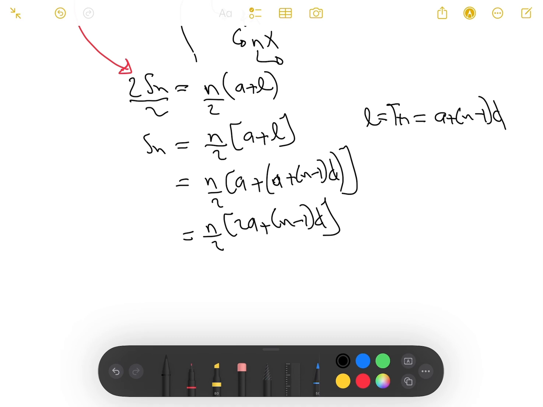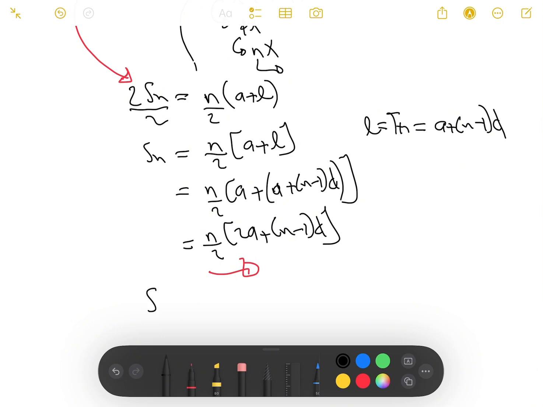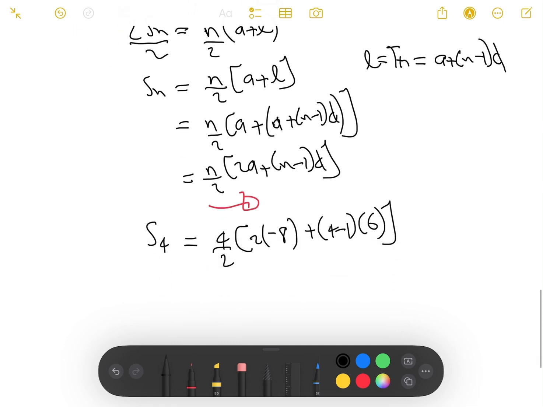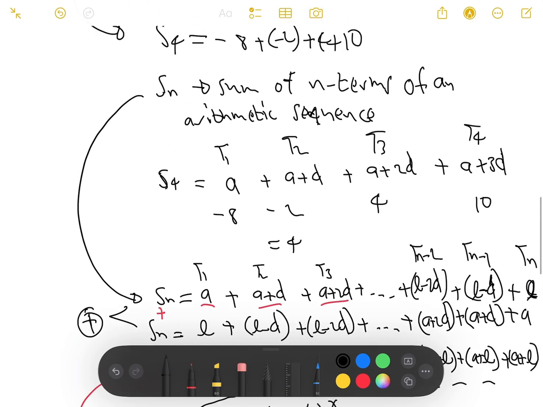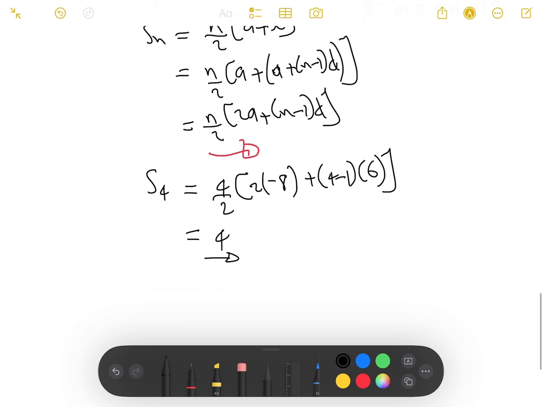So this right here is our general formula for summing a certain number of terms in an arithmetic sequence. So in this case, having to sum the first 4 terms as we had previously, you'd say S4 is equal to 4 over 2, and then 2 times our a, we know our first term was negative 8, right? And then plus here you'd say 4 minus 1, and the common difference was 6, and then you'd calculate here, of which obviously you are supposed to get 4. But you may calculate for me and tell me what you get.